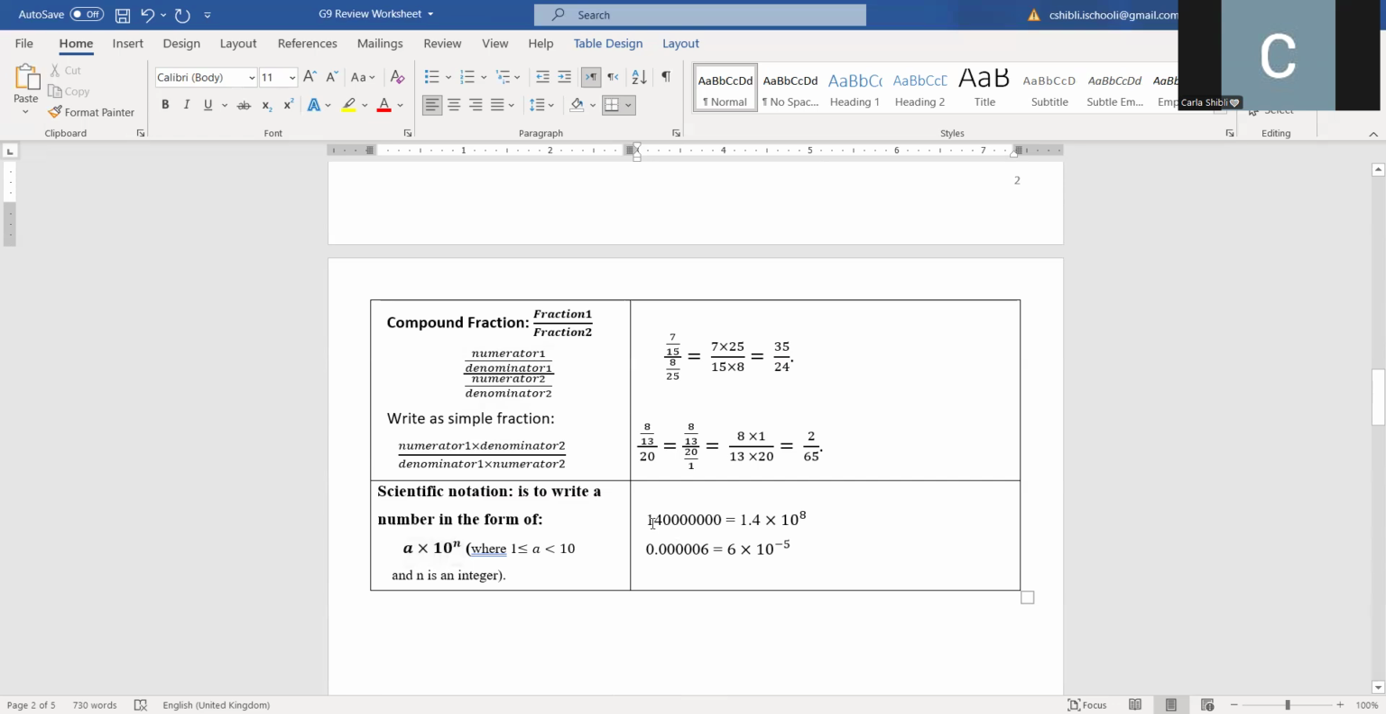For example, this number, we should write it in scientific notation. I should write a number between 1 and 10. So I should put the point here. So it's 1.4 times. To write the power of 10, we count the zeros and we see how much we moved the point to get a number between 1 and 10. So it's 10 to the power 8. Now, if we have a decimal number, it's the same. But since it's a decimal number, we write a negative power of 10.